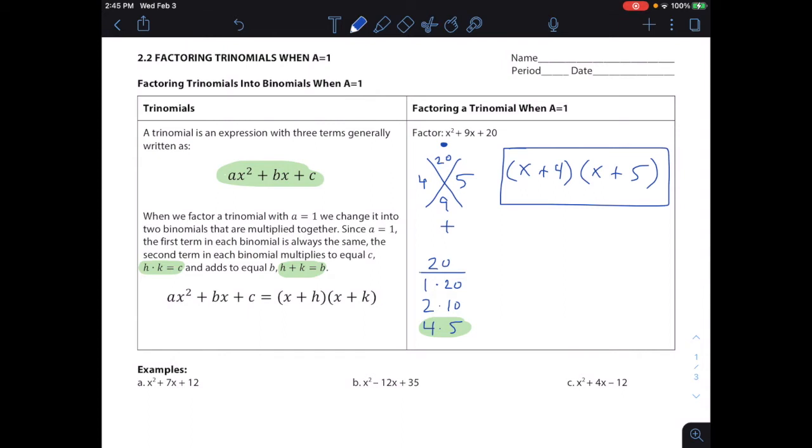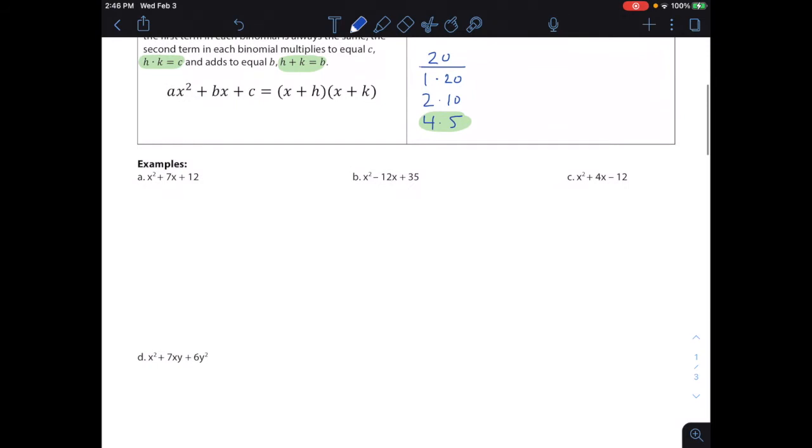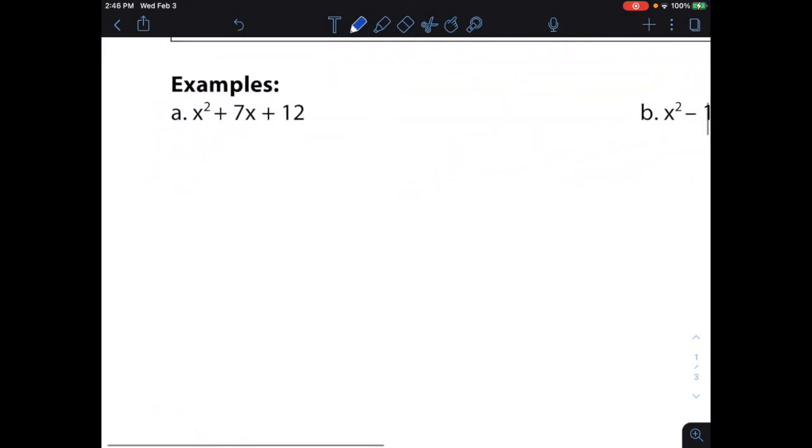All right, so let's go through a few more examples. And what I would hope is that you eventually just get to the point where you can start to look at this 12. You don't need to make the big X, right? So you look at the 12 and you say, 12 is 1 times 12, 2 times 6, 3 times 4.